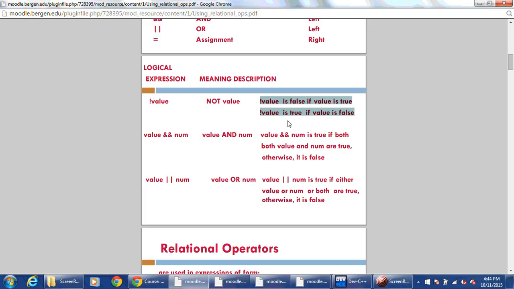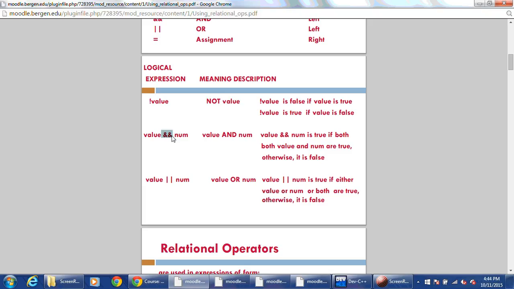Okay? So any expression within this, so value itself can be an expression. If it results in a true when you say not true, then you're always going to get the opposite, which is false. And always, if you say not false, then you're always going to get the opposite, which is true. Then you have the logical operator and.